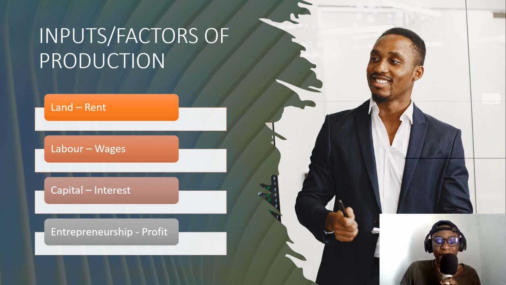And then lastly, we have entrepreneurship as the factor of production, which is my favorite because it holds all the others, right? And the benefit of entrepreneurship is profit, and we can't argue with that. The people who are ruling the world right now are entrepreneurs. So go now and be an entrepreneur and be that billionaire.